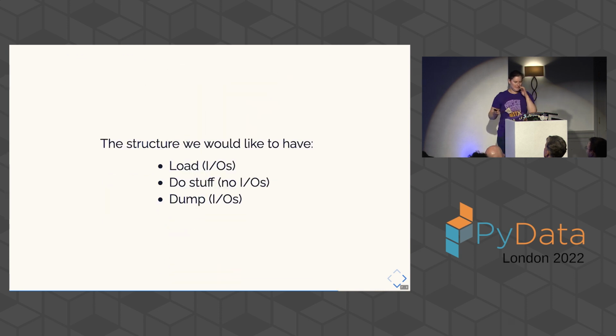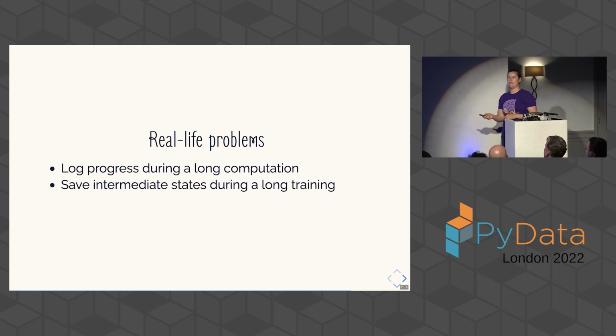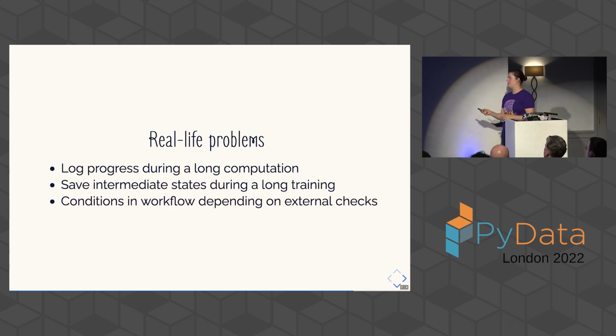So quite quickly, because we're a bit short on time, the idea we had so far was basically load, do stuff, and dump, with the do stuff part not including any IOs. But in real life, you've got things like a long computation where you want regular logging of what's happening. Or you're doing a very long training and you want to save checkpoints to restart your training in the middle if anything goes bad. Or you have a workflow where you are caching a very long computation, so you have to access the DB to know how long ago this computation was made before deciding if you want to make it or not.